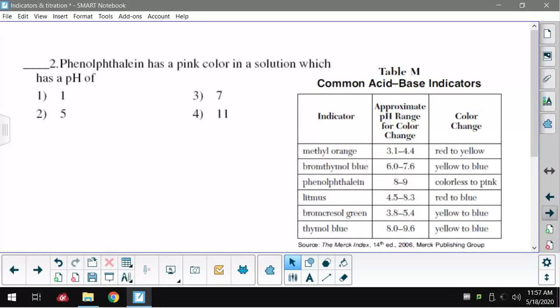Number 2, phenolphthalein, pink color in a solution. Well, the only time it's pink is when the pH is greater than 9. This may be an older table, but it's going to be a little bit higher. So all these ones have got to be higher than 9, so it's going to be number 4.